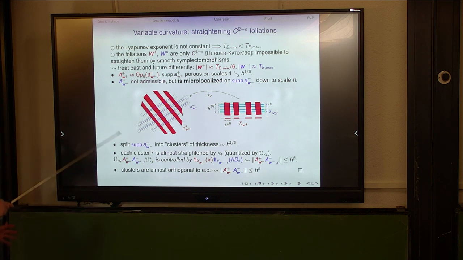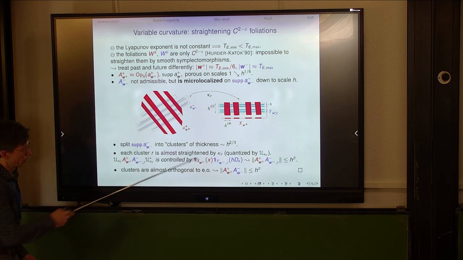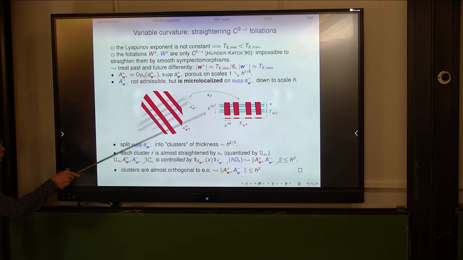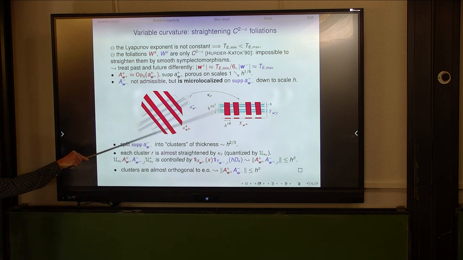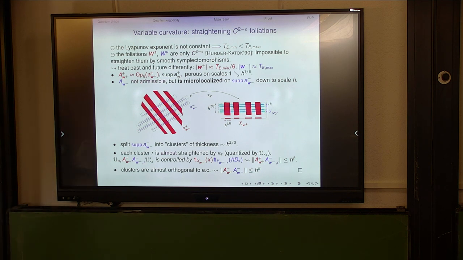But the rest of the idea is the same. We have to find appropriate symplectomorphisms to straighten up the local product of foliations, and then use again the fractal uncertainty principle applied to this vertical versus horizontal foliation. Right, so this is the end of my talk.